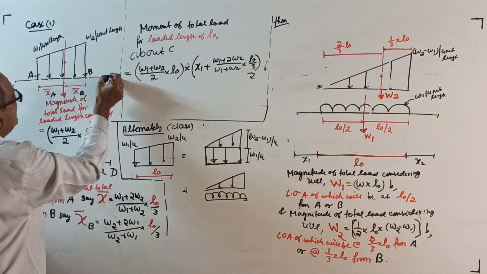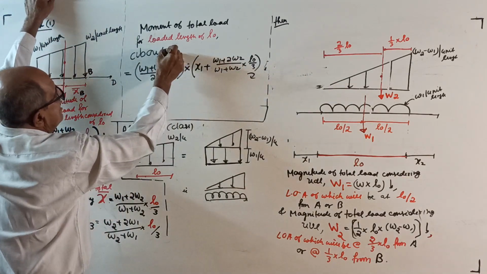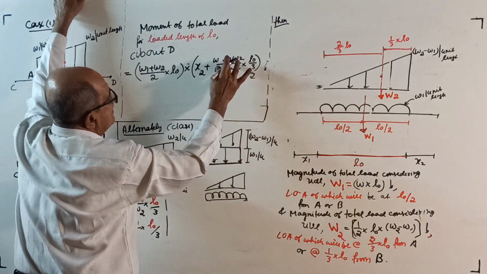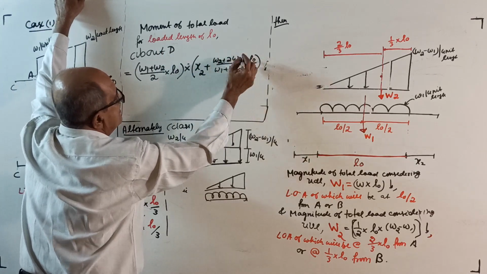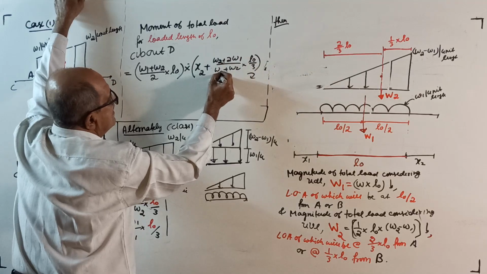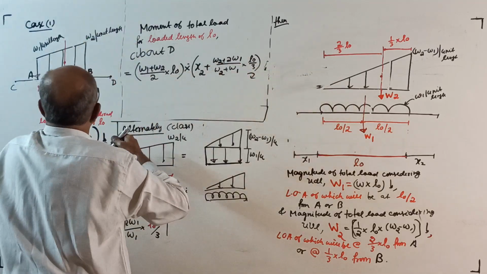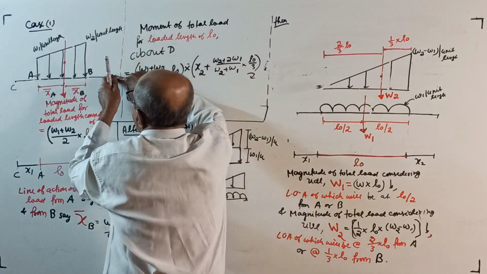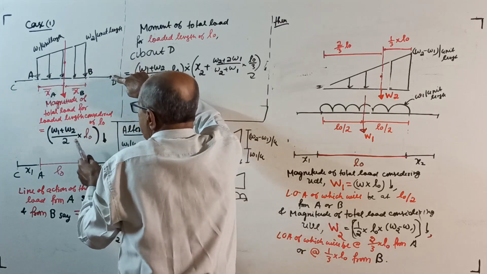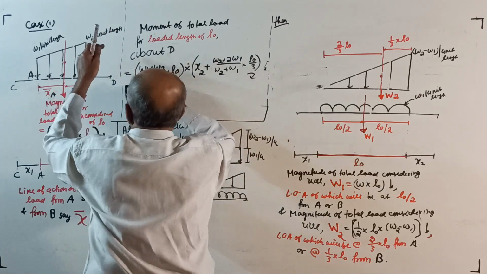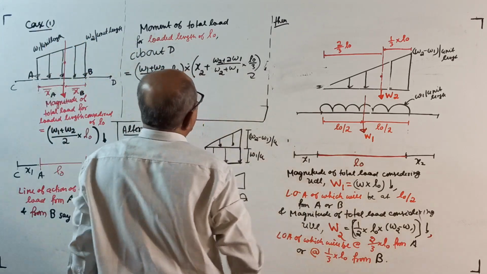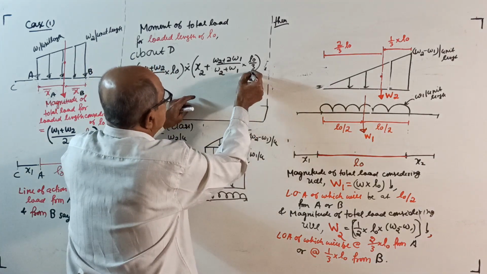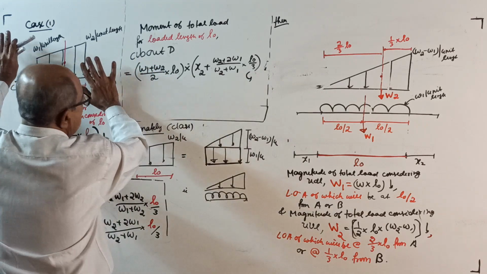Next, moment about D. I will do one thing. Okay, start. Total load, once again same, into from here X2 plus this distance, that is W2 plus twice of W1 divided by W2 plus W1 into L0 by 3, it is anti-clockwise. Okay, this book work is over.